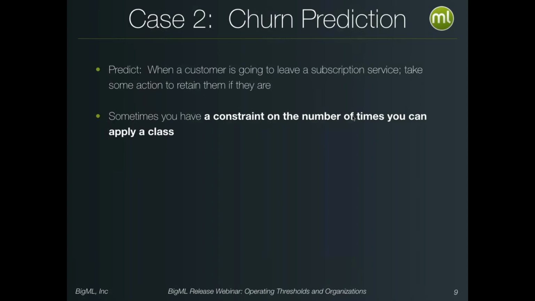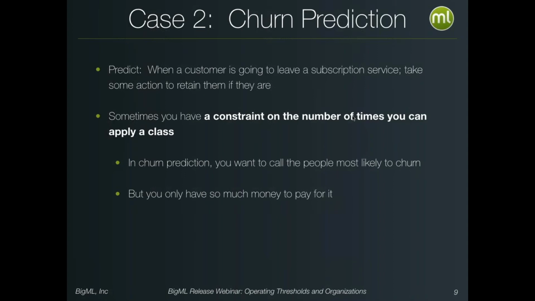Another way to look at this problem is that you have a constraint on the number of times you can apply a class. So for example, in churn prediction, you want to call all these people that you identify as being likely to leave the service. That costs money, right? You have to pay operators to make these phone calls. You have to pay money for the phones. You only have so much time to call people, given the number of operators that you have. So you have all these costs that are basically fixed in the domain. Unless you buy more operators or suddenly get more money to pay for this effort, you basically have a budget here of people you can call and you get to spend it.